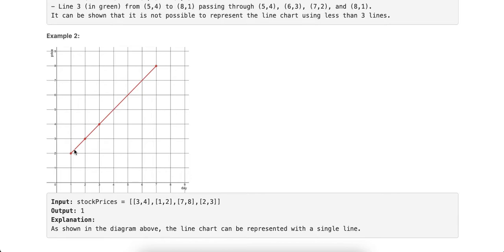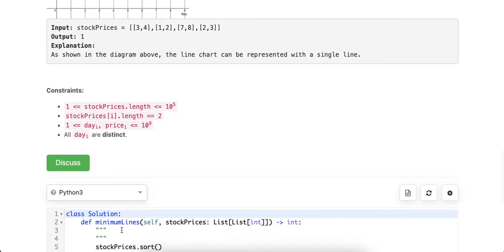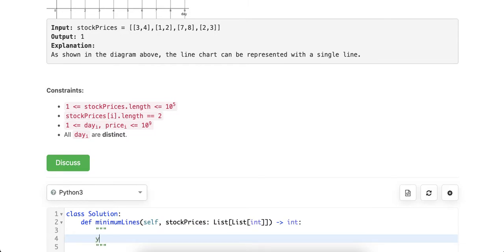So what is one line? If we remember from mathematics, it is y equals mx plus c. y is coordinate y, x is coordinate x. In this case, y is the price, x is the day, m is the slope, and c is the constant to add. So this is how a line is mathematically represented, a linear line, of course.